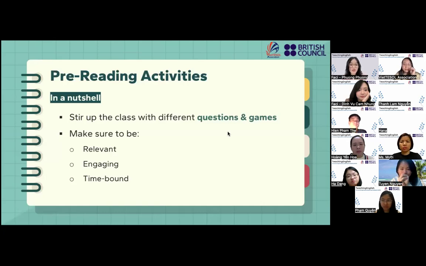Make sure that your activity will be relevant to the students' needs and interests, engaging and time-bound. Make sure you set aside enough time for the activity because this is only the pre-reading stage.